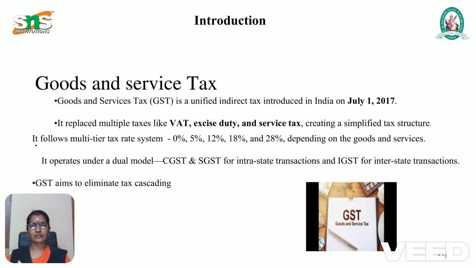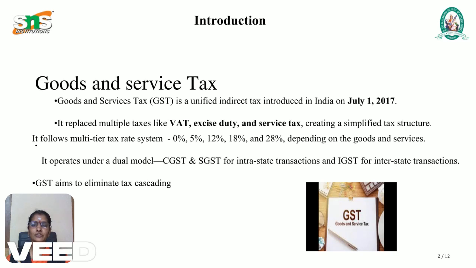Multi-tier means that when we utilize goods and services as a consumer, at that time we have to pay the GST rate, depending upon the consumption of goods and services. The rates are 0 percent, 5 percent, 12, 18 and 28. So these are the multiple rates followed by the GST Act.